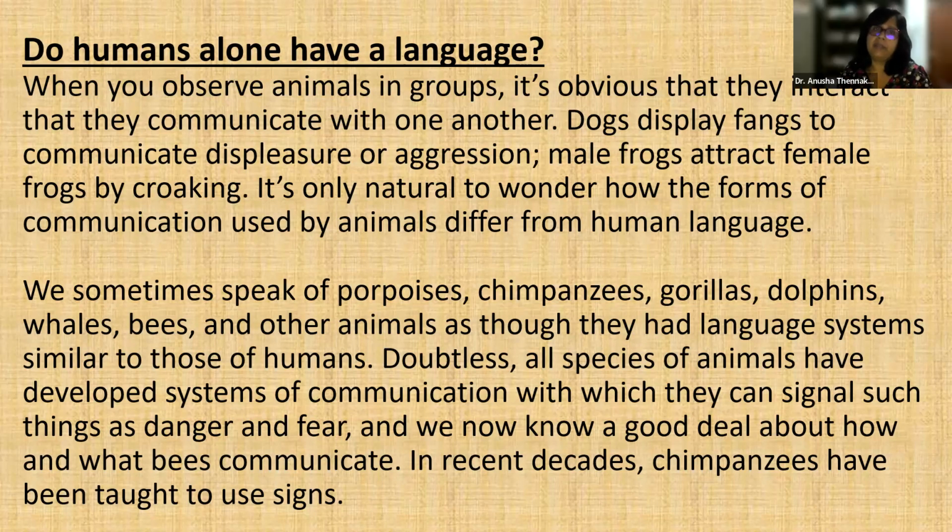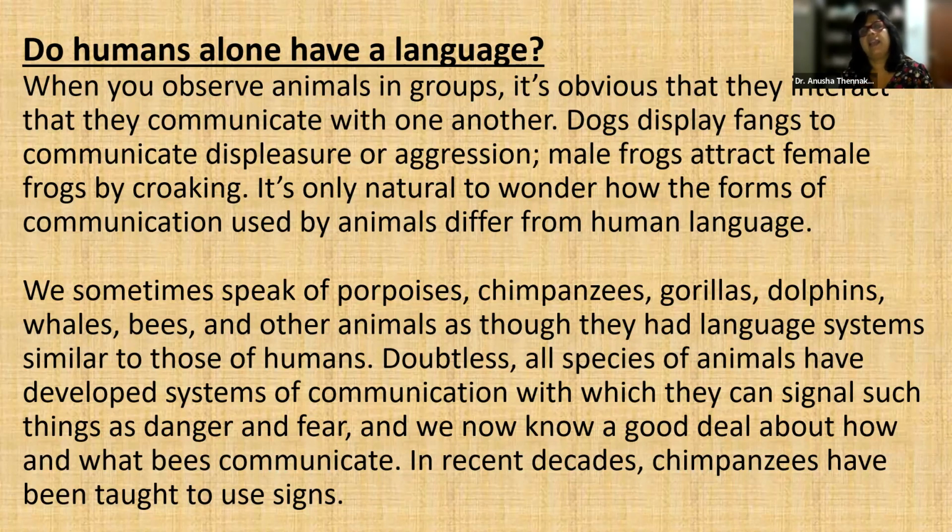When you observe animals in groups, it's obvious that they interact, that they communicate with one another. Interact means they communicate with one another. So they should be in groups actually. When they are alone, they don't communicate. Dogs display fangs to communicate displeasure or aggression. Fangs means these two very long teeth that dogs have. They use that to show their displeasure or aggression. When they are angry, they use these fangs.